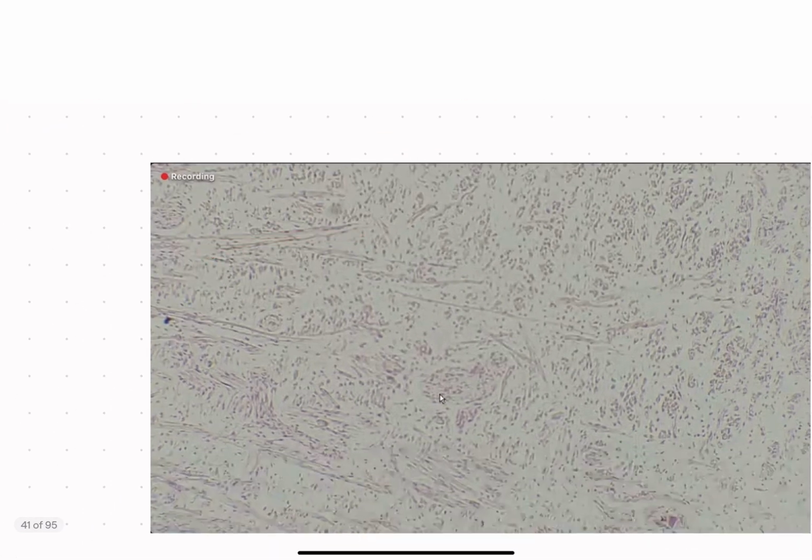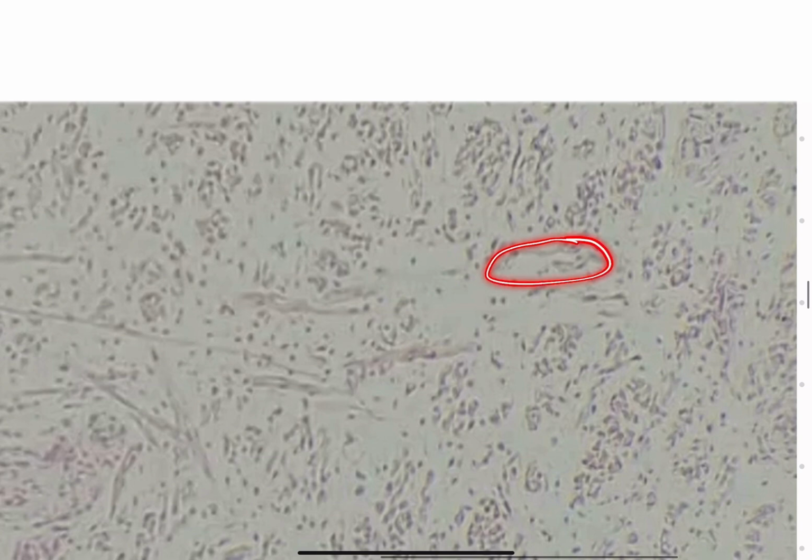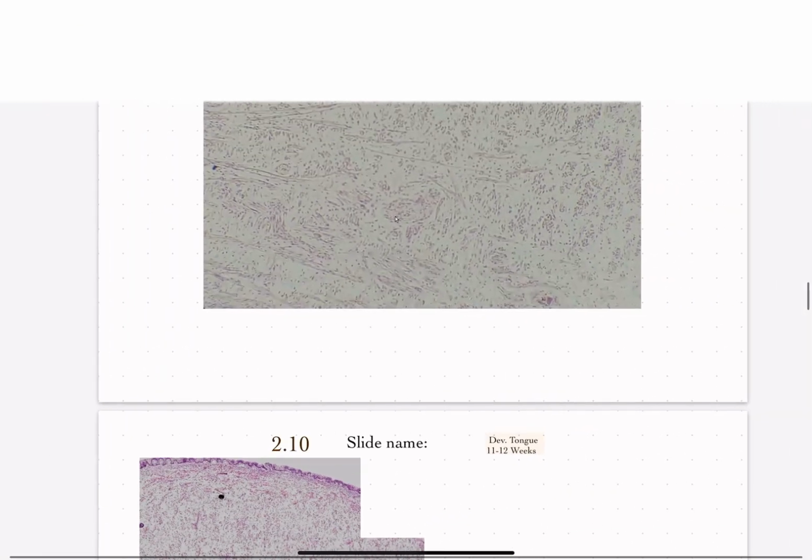But here we can see the longitudinal cuts. We can see the cross-sectional cuts. Sometimes we can even see nerve fiber bundles here. So be careful there. This kind of looks like a nerve fiber bundle, and they can ask you about a nerve fiber bundle instead of asking you about a muscle fiber bundle. So make sure that you know the difference there. They can also ask you about the blood vessels, right?